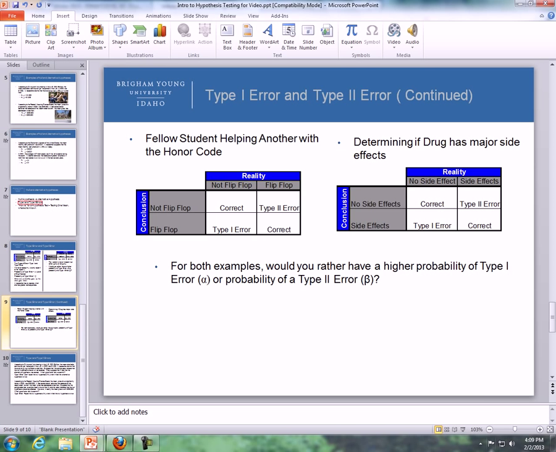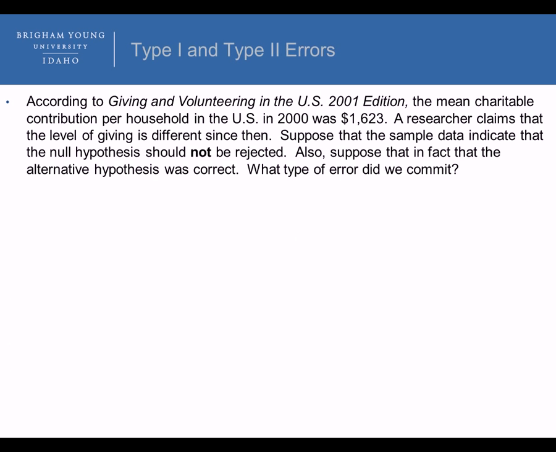Okay, so now for the last slide for this video: according to Giving and Volunteering in the U.S., 2001 edition, the mean charitable contribution per household in the U.S. in 2000 was $1623. A researcher claims that the level of giving is different since then. Suppose that the sample data indicate that the null hypothesis should not be rejected. Also suppose that in fact the alternative hypothesis was correct. What type of error was committed?